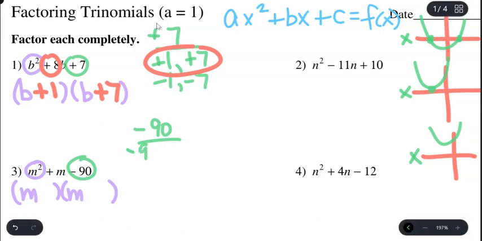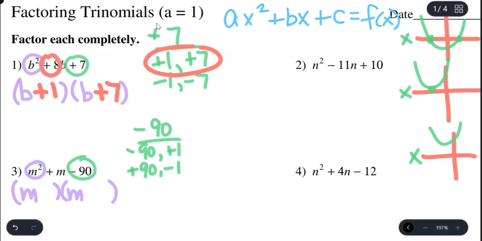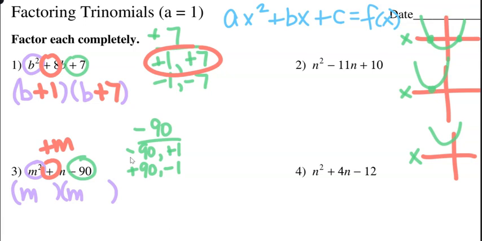I can either have a negative 90 times a positive 1, or I could have a positive 90 times a negative 1. Now, rather than wasting our time factoring every single factor of 90, which is pretty tedious, let's look at our target. Basically, I'm looking for two factors of negative 90, one positive and one negative, that add up to 1. You can see that that's a positive m, which means 1m. So what are some factors of 90 that are only one digit apart from each other?